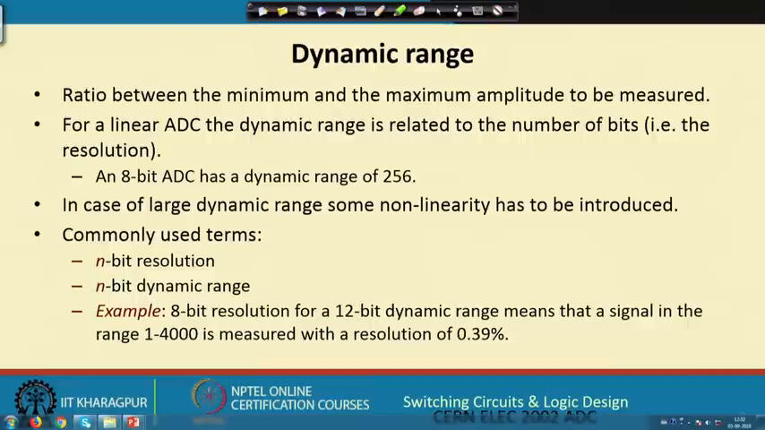So, when you combine resolution with dynamic range, you specify a range: I want to measure a range of 1 to 4096 with an accuracy or resolution of 0.39%. Both are important. One says what is the limit you are measuring with, and the other says what is the accuracy with which you are measuring it. Dynamic range and resolution, both are important in that respect.